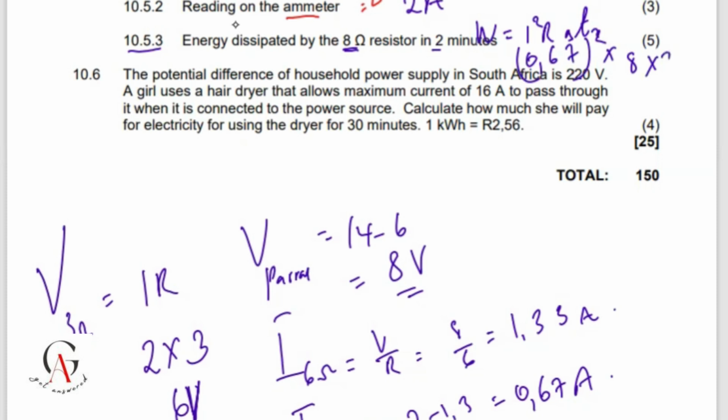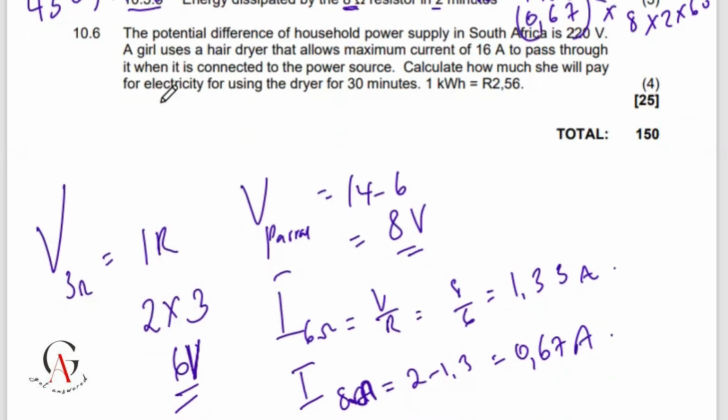2 minutes, we need to change it into seconds. We multiply that by 60. So 0,67 squared, we're multiplying by 8 multiplied by 120. I'm having 430,94. Since it's energy, it will be given in joules.